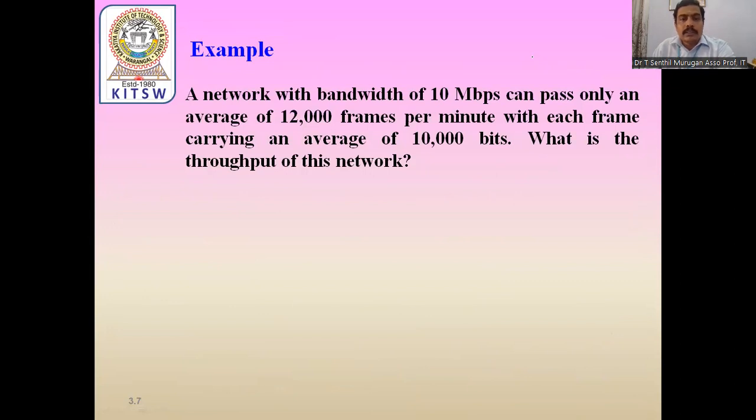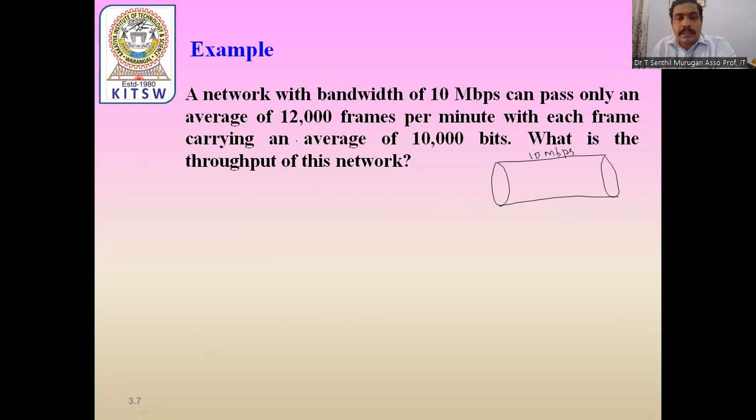A network with bandwidth of 10 Mbps can pass only on average of 12,000 frames per minute. Okay. So what they are saying is that one channel is there. This channel we are able to transmit 10 megabits per second. This is the entire bandwidth. So 12,000 frames per minute is there. Per minute, they are saying. Okay, 12,000 frames per minute.